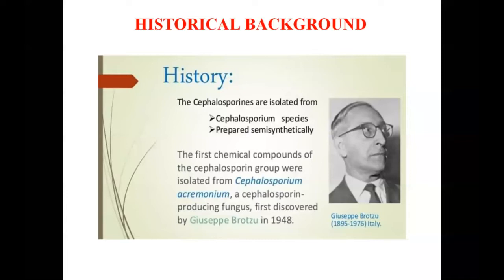Then it was Chain and Florey who carried on the work of Alexander Fleming, and after a decade, in 1939, Chain and Florey were able to isolate the crude preparation of penicillin. So you can see how dramatic the discovery of penicillin was, and Chain, Florey, and Alexander Fleming, all three scientists, were given the Nobel Prize in Medicine in 1945.